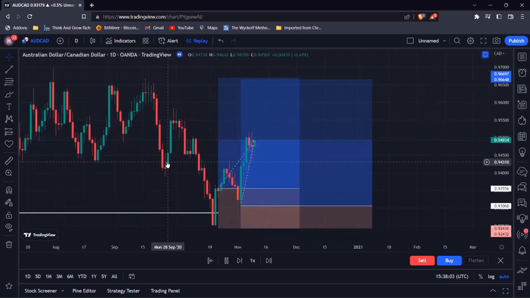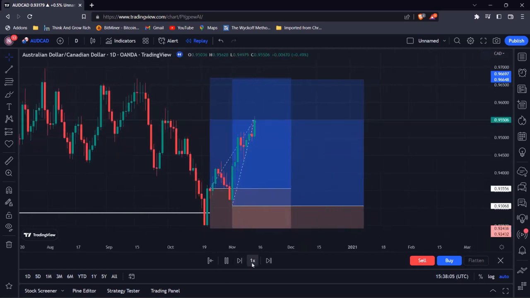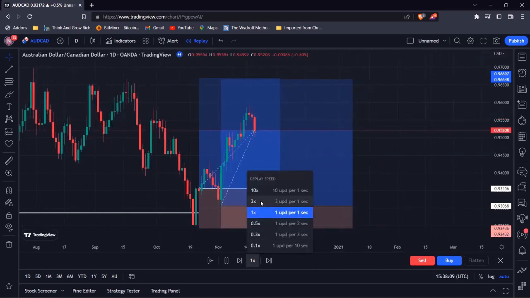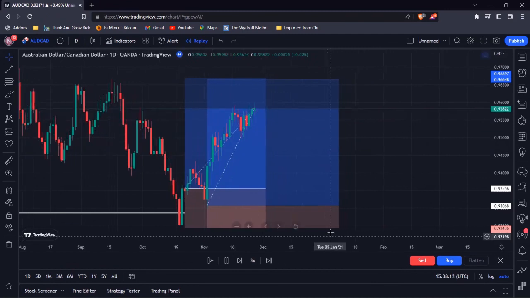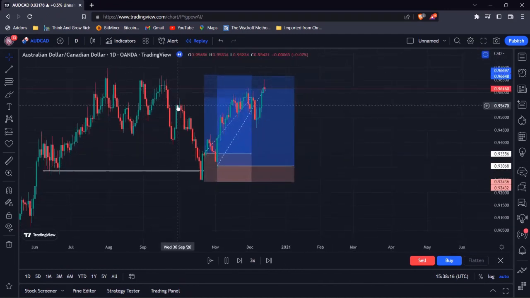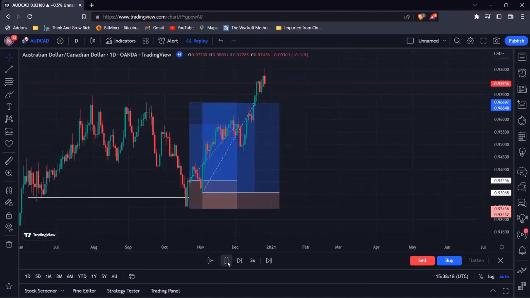In this case, price begins to move. Do we hit our full TP? Maybe we do, maybe we don't. I think we did, I remember the chart. Let's speed this up a little bit and see if we hit full TP. Remember, you can always close your profits at certain areas, and yes, we get our full TP hit.